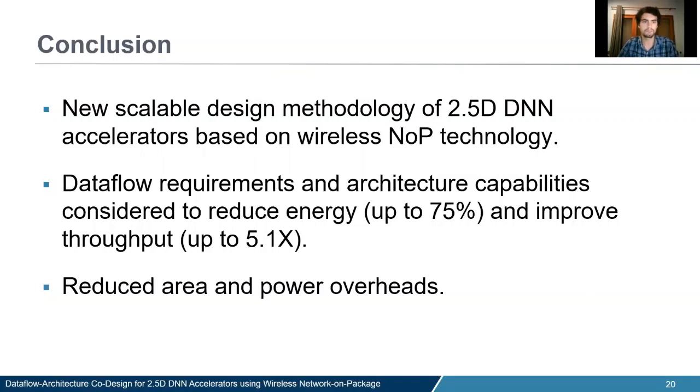All in all, we consider data flow requirements and architecture capabilities, and we observed an energy reduction of up to 75% in those data flows and layers which are more wireless friendly, let's say. And we could also improve the throughput up to 5.1 times. All of this has been achieved by introducing the transceivers, which came with an overhead, but we've seen how this is reduced in comparison to the advantages that we have.